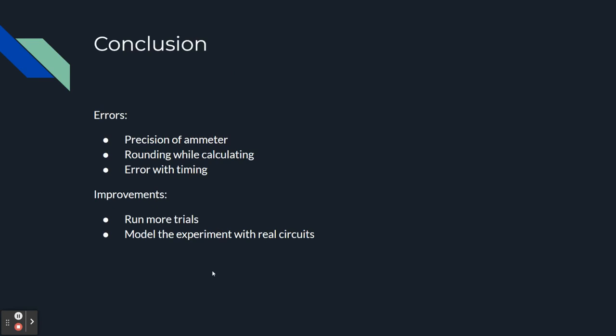In conclusion, the errors that I observed were the precision of the ammeter, or ammeter rounding while calculating, and an error with timing. Improvements that could be made for the next lab could be to run more trials and model the experiment with real circuits.